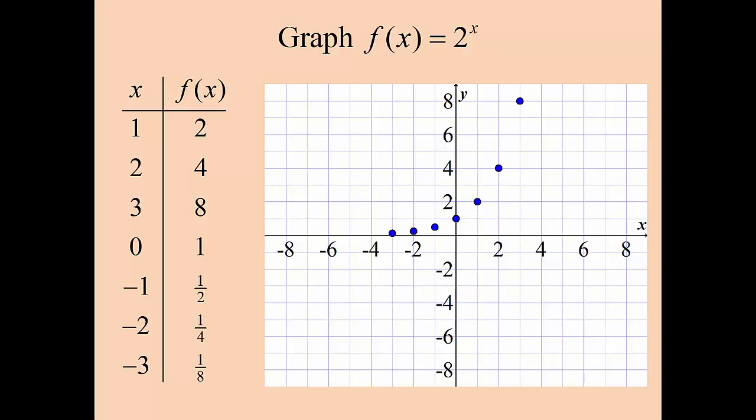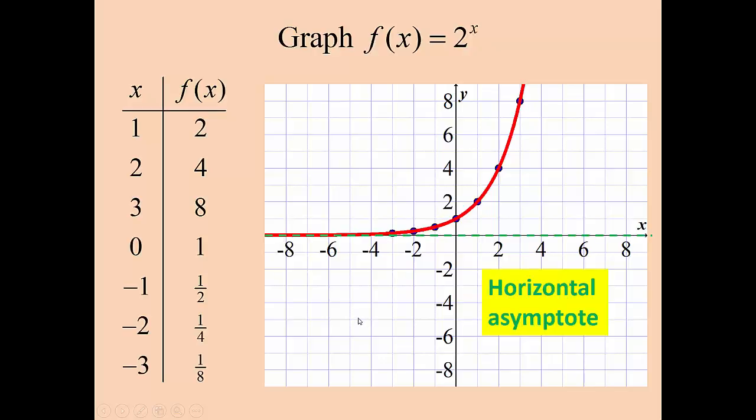Now if we connect these with a nice smooth line, the graph would look like this. Now some key features of this graph are this. It always crosses the y-axis at 1. The y-intercept is 1. On the right it goes up forever and continues going up forever. On the left of the y-axis, the graph goes down but never touches the x-axis. The x-axis is called an asymptote. That literally means the graph never touches it.